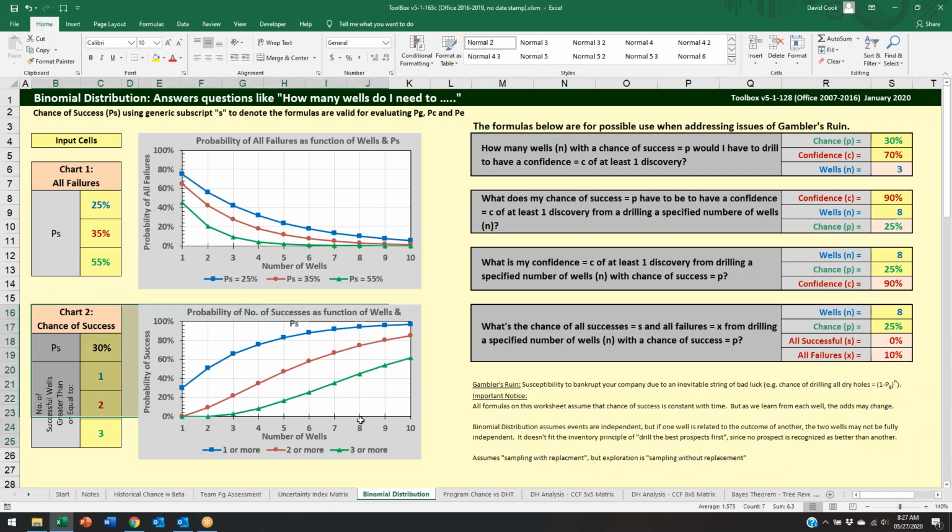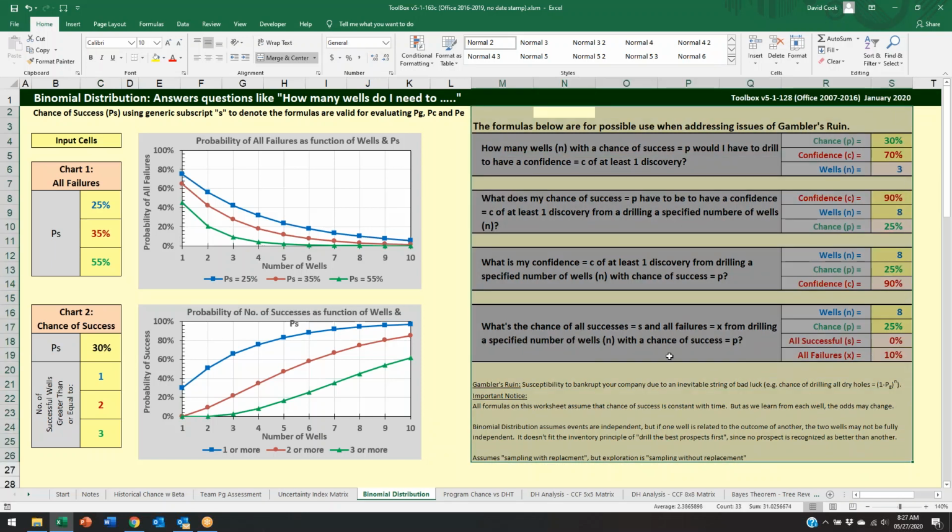The second chart and input down here allows you to input an average probability of success, and then you can ask what is the likelihood of having one or more successes, 2 or more successes, 3 or more successes, and it will represent the likelihood associated with each of those. There are questions to the right which just address Gambler's Ruin.